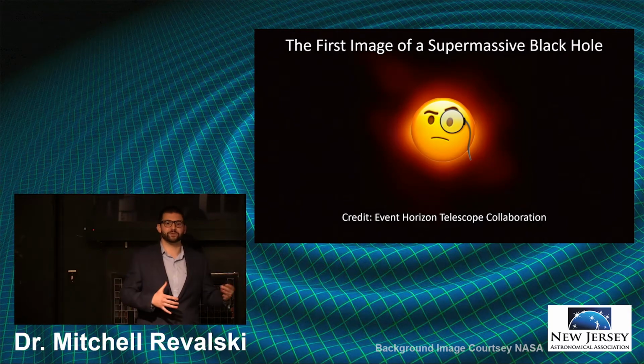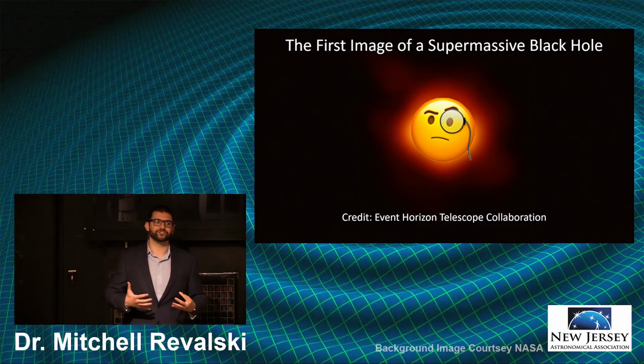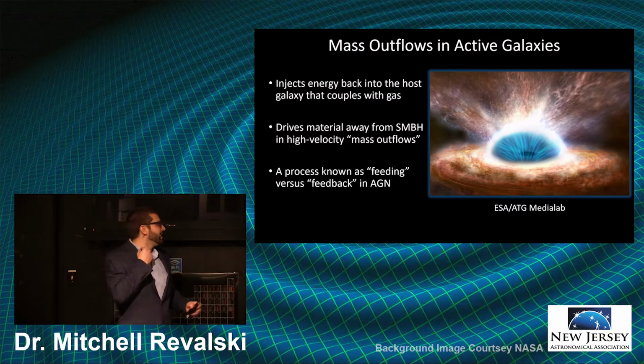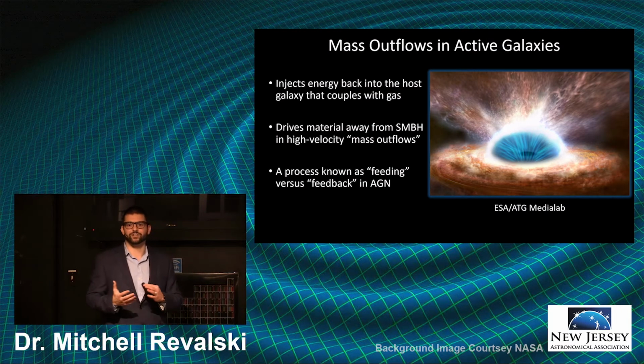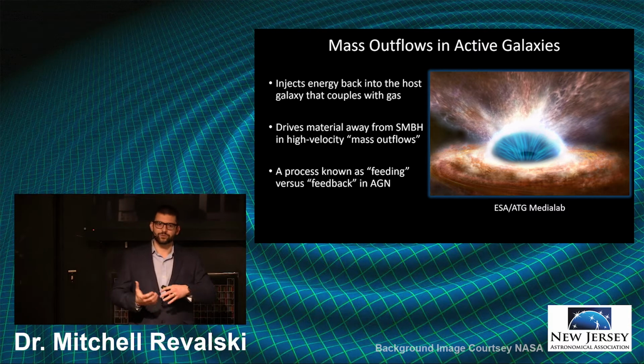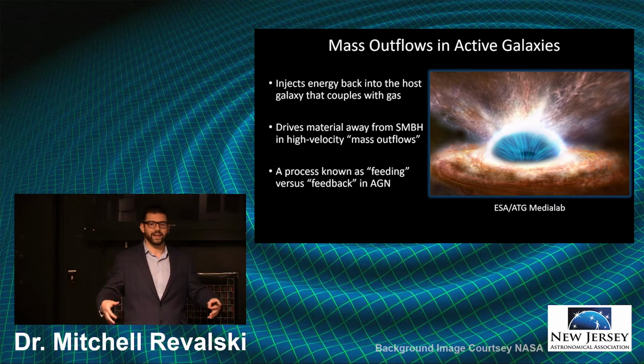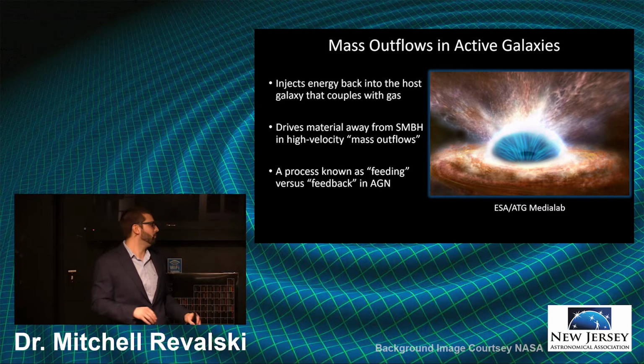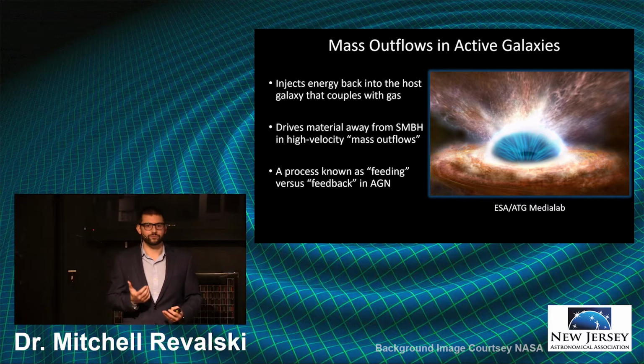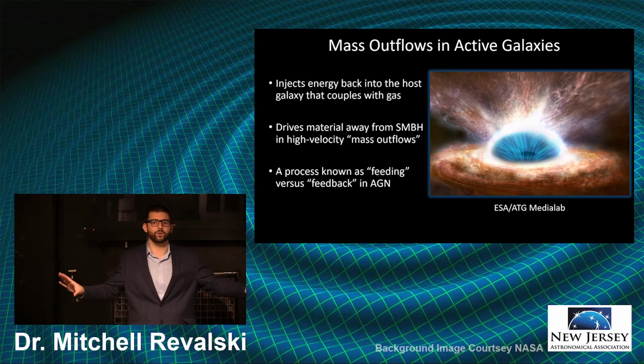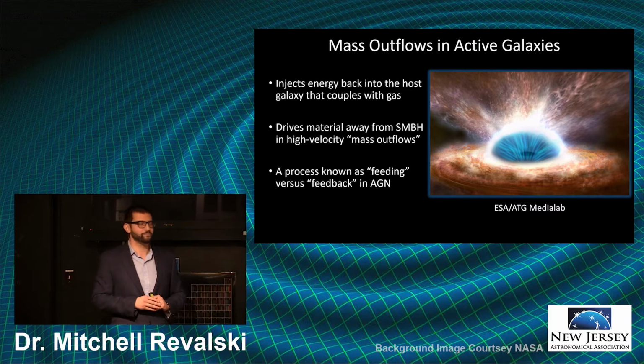So this is interesting, but why might we care on the larger scales of these galaxies? The reason is that all this energy has to go somewhere. This AGN is producing all this radiation, and it's traveling out into the galaxy, and it interacts with the gas and the dust in the galaxy. It excites it, it ionizes it, and then it can actually push it away from the supermassive black hole. And this is what we call mass outflows.